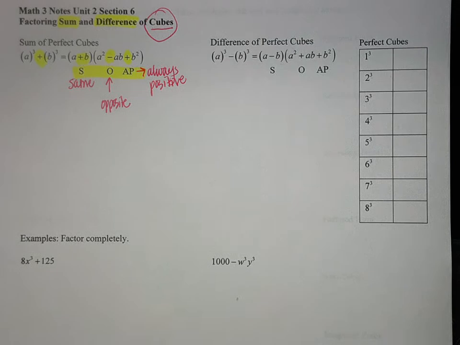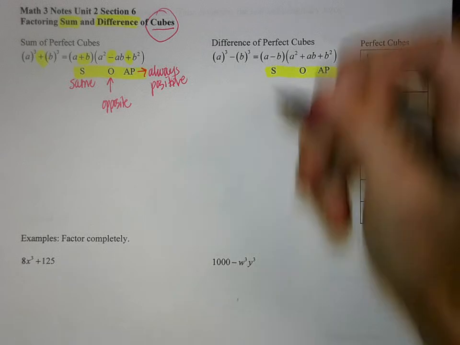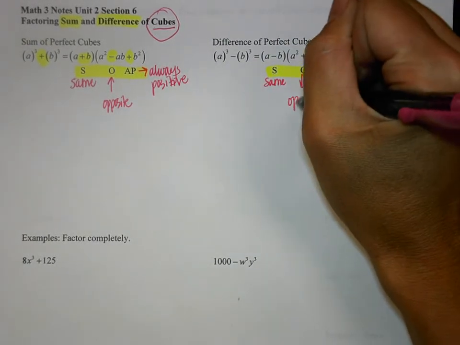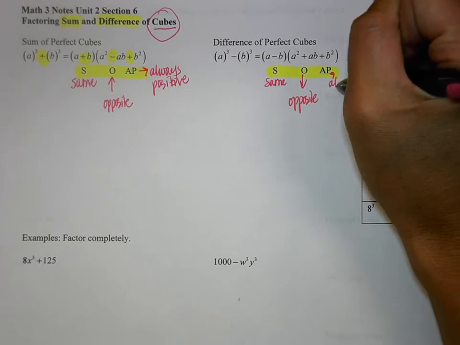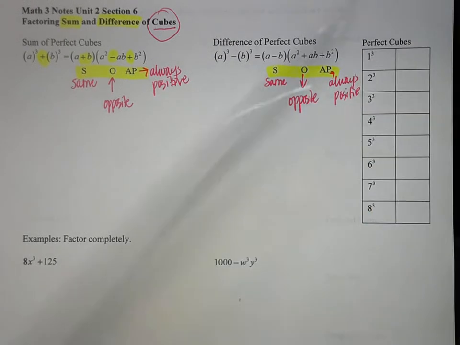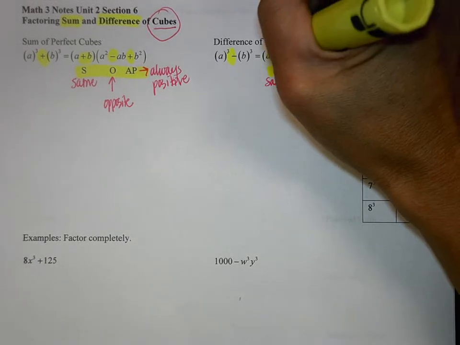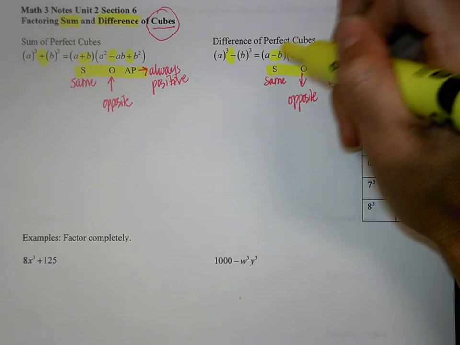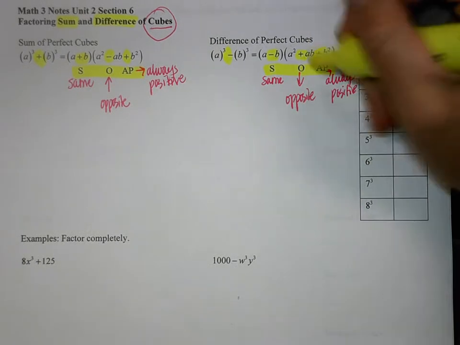The same acronym works for differences of perfect squares. So again, notice it has the S, which stands for same. The O stands for opposite. And the AP stands for always positive. Again, if you look here in this equation, the original problem has a minus, and so this also has a minus. It stays the same. Plus now is the opposite of the minus that was in our original equation. And then this plus, again, it's always positive at the end.